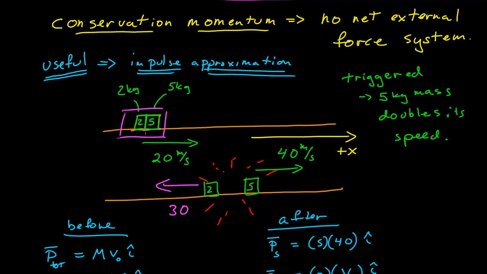There's a contact force between the ground and the system, and that contact force would exert a frictional force on the system, and that's a net external force on the system. And so we can say, well, maybe it was frictionless, and that's fine, but no system is really frictionless.